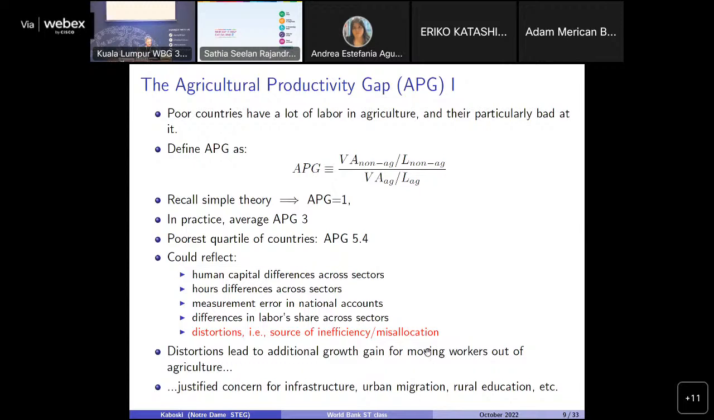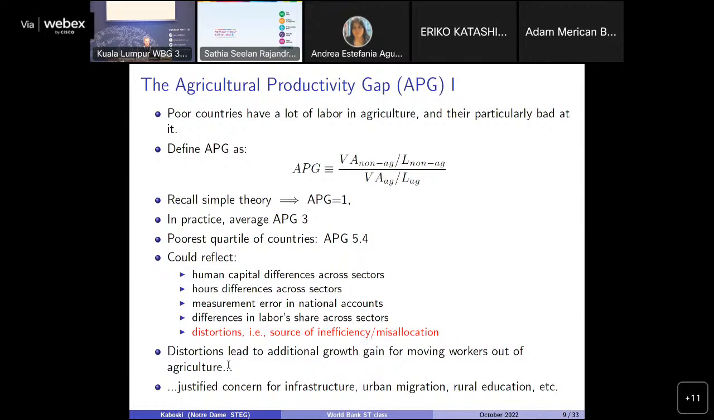So these distortions lead to additional gain. Okay, this is what I just said, moving workers out. And then when you think about policy, it might justify concern for infrastructure, urban migration, rural education, because agriculture and non-agriculture is not the same as urban and rural, but they're clearly related. You don't have urban farmers. You have lots of people in rural areas in non-agriculture, but they're clearly related.